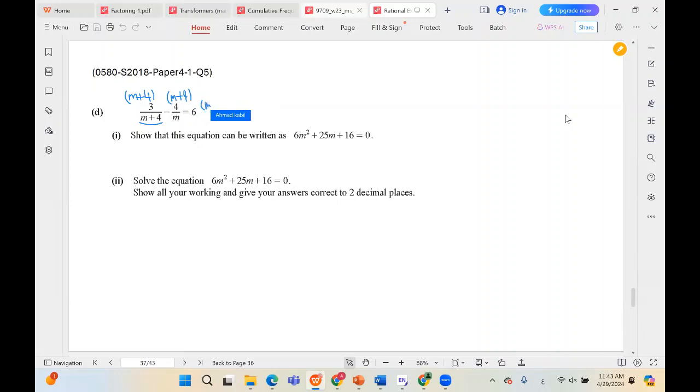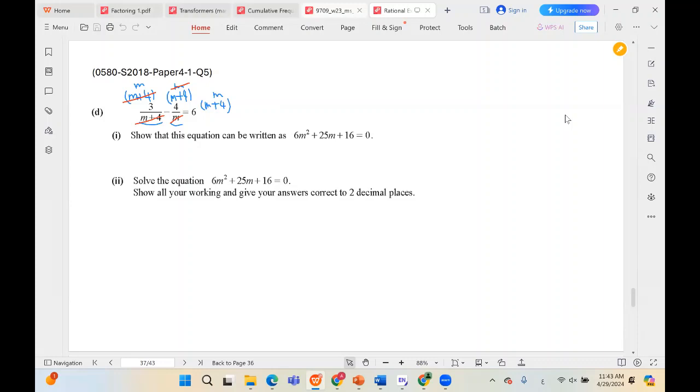So each term is multiplied by m plus 4, and then each term is multiplied again by m. So how does this help? This helps by canceling out the first denominator with m plus 4 and the second denominator with m. So now we don't have any denominators. You can just start to write down the equation.